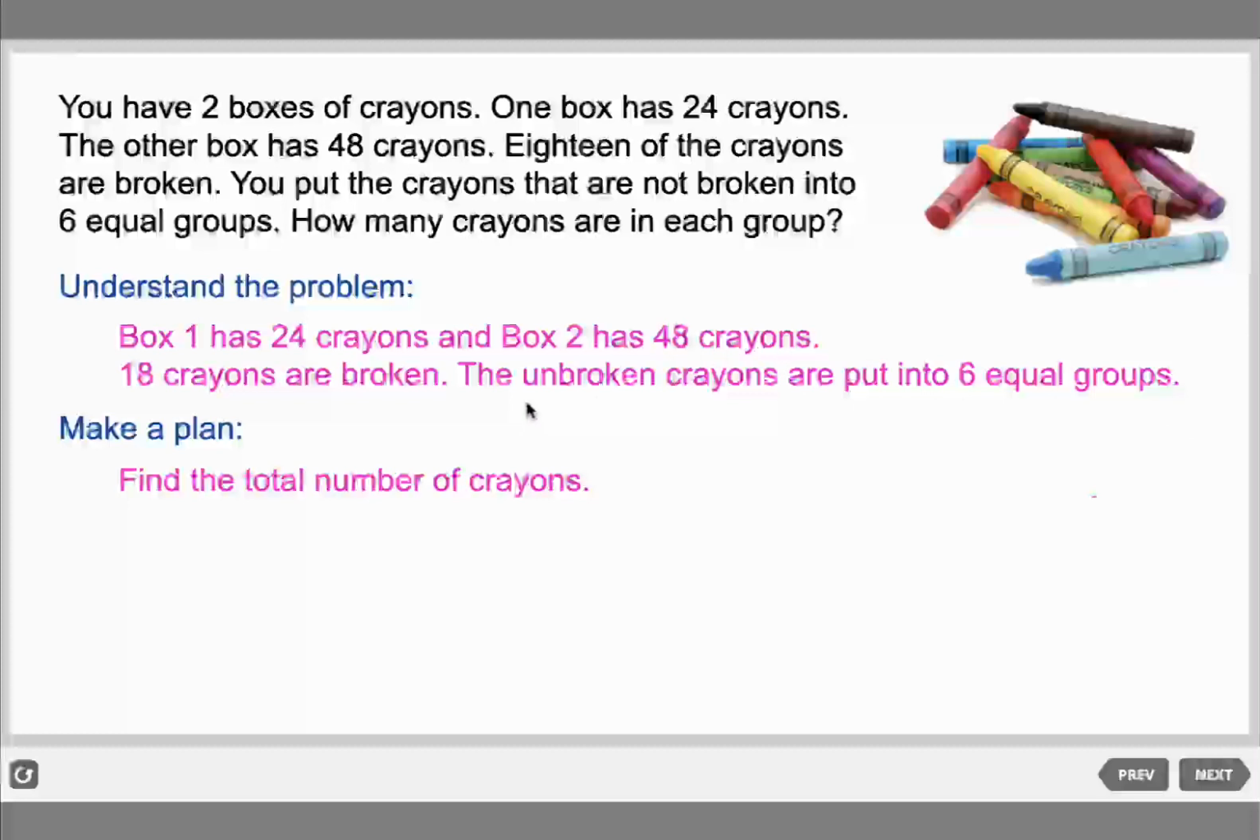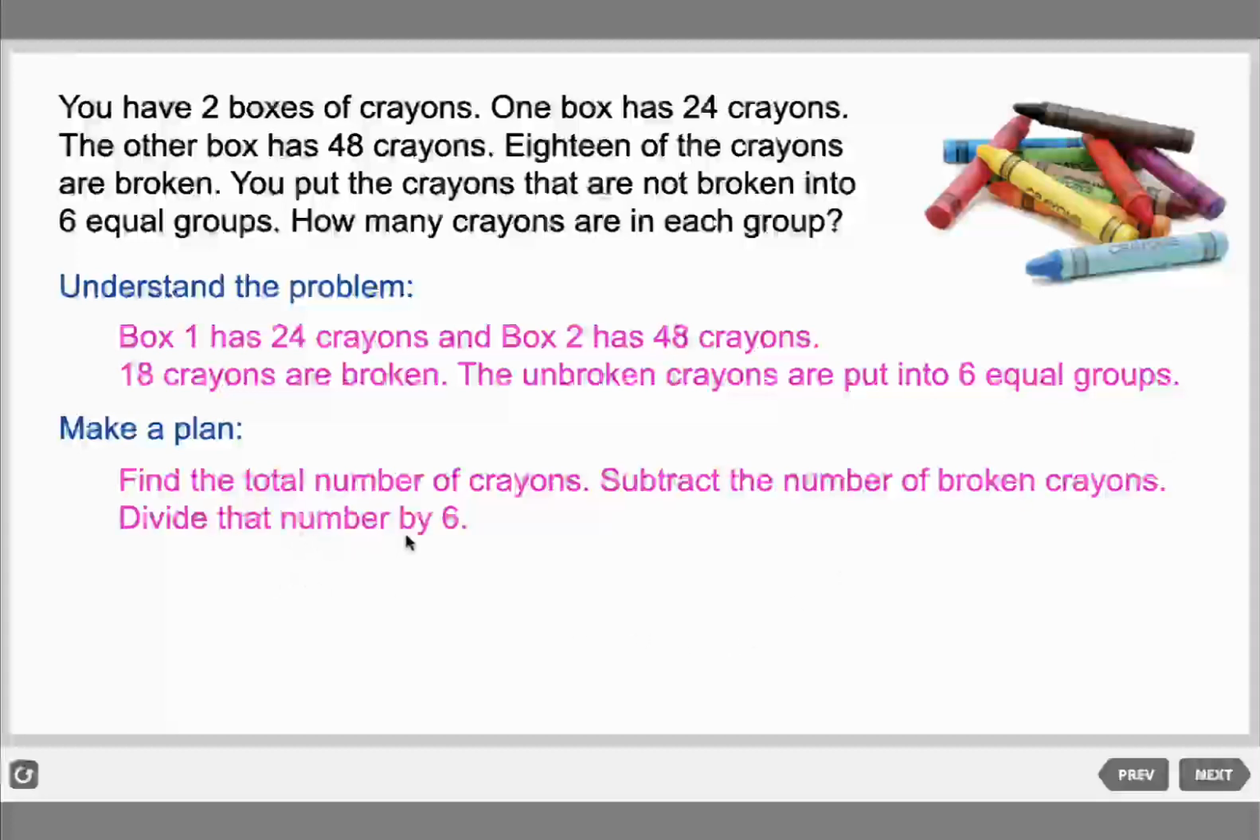So, how to find the number of the unbroken crayons? Help me, my heroes. Minus 18. Excellent, my hero. Great work. So, we will subtract the number of broken crayons. Now, we have the unbroken crayons. We need to put them into 6 equal groups. How to put them in 6 equal groups? Division. Wow, Karim, you are a star. We will divide that number by 6.